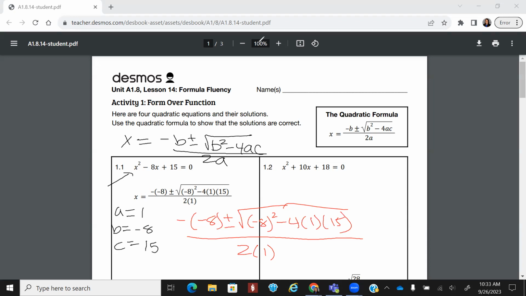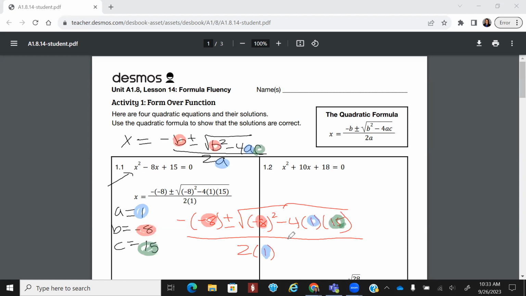For my visual people, here are some colors. So B, B, B, B, B, A, A, A, A, C. Okay, so do we see where those numbers are coming from? The 2 on the bottom is always going to be there, and that negative 4 is always going to be there. Everything else will vary from problem to problem.